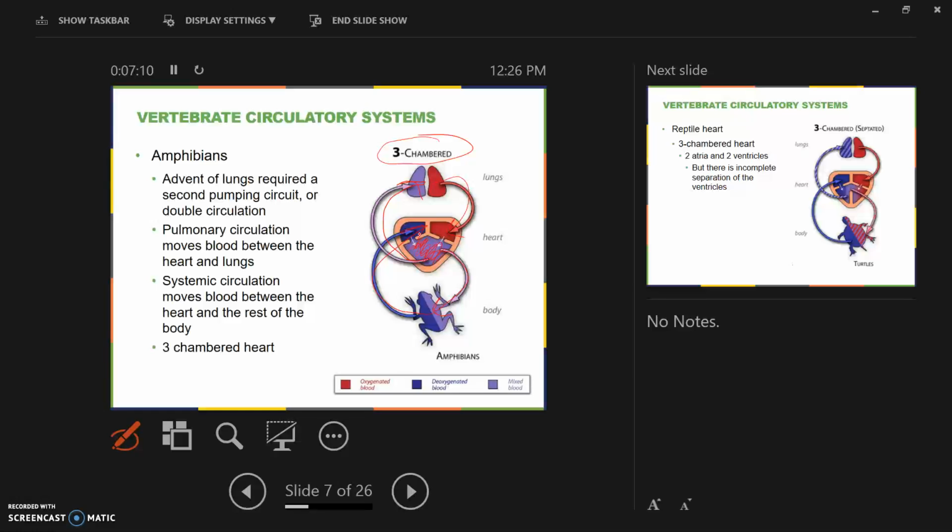So it's pumped to the left side of the heart, which is the red side, and then pumped to the body. And then it's pumped to the right side of the heart, and then pumped to the lungs. But still, the blood in the ventricle is allowed to mix.